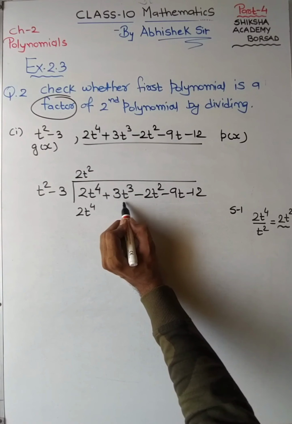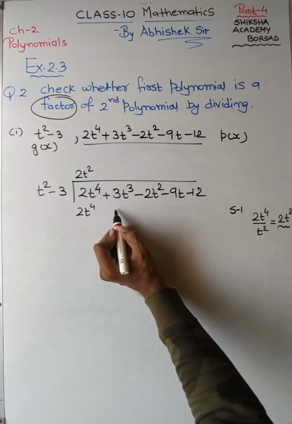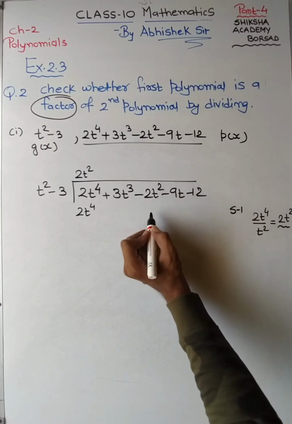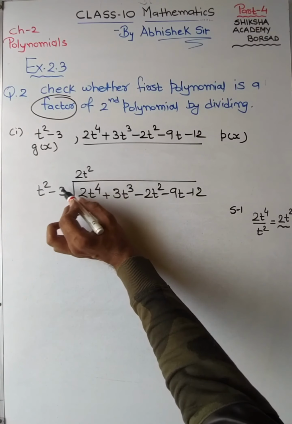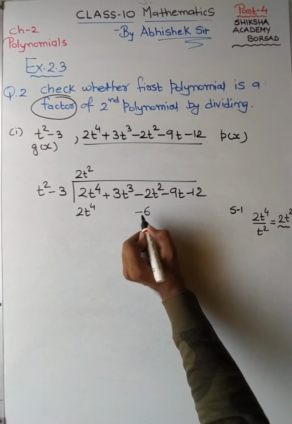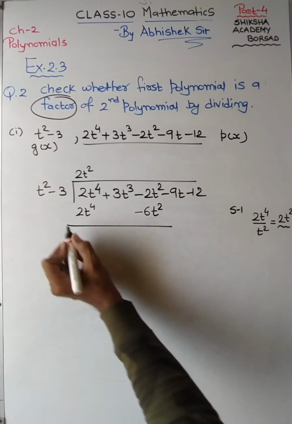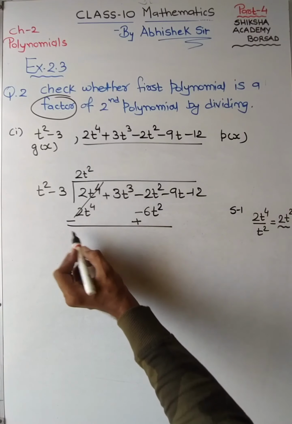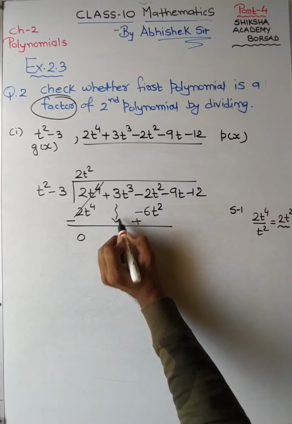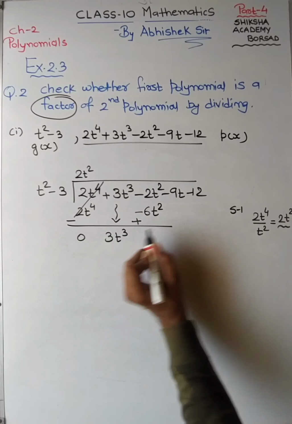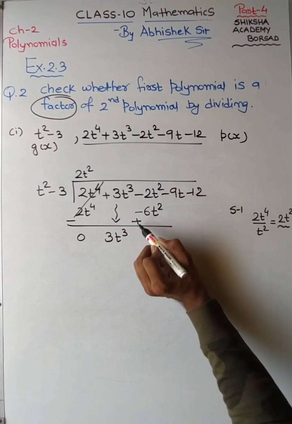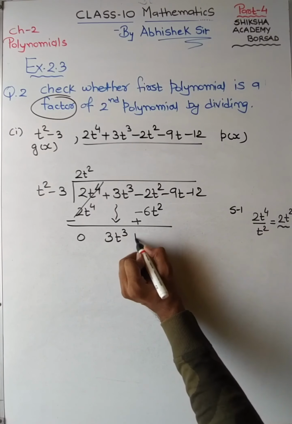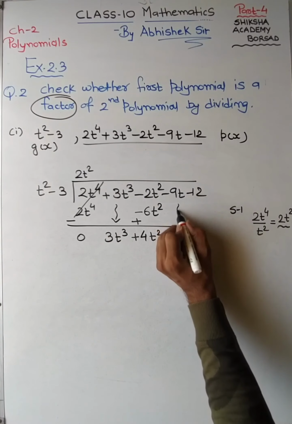Next term is t cube. If we write t square below t cube, it will create confusion. So what we'll do? We'll find t square term and then we'll write it below. Minus 3 into 2t square is minus 6t square. Leave space, change the sign, cancel wherever it is possible. Repeat the remaining term, 3t cube. Now plus minus 2 plus 6, so the answer is almost 6 minus 2. What is 6 minus 2? It is 4t square. And repeat the next term.